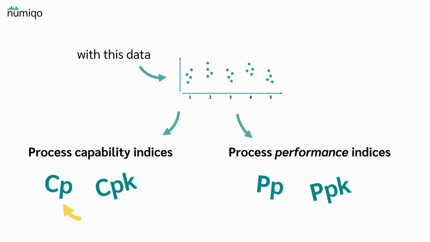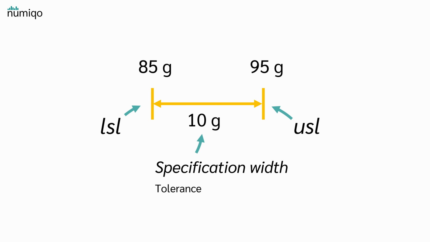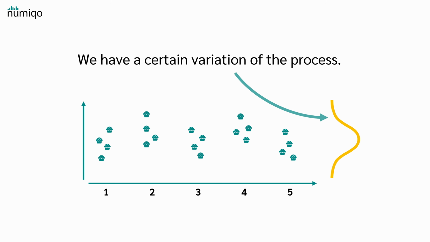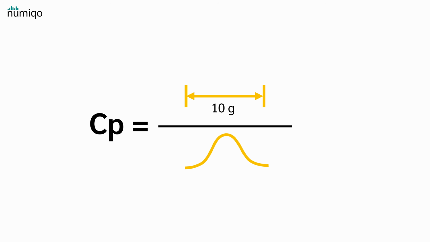Let's start with Cp. So we have our lower specification limit with 85 grams and our upper specification limit with 95 grams. That gives us a specification width or tolerance of 10 grams. And of course, we have a certain variation of the process. If the process variation is large compared to the tolerance, the process won't be capable of reliably producing muffins within specifications. And this is what Cp tells us. It's the ratio of the tolerance to the process width.